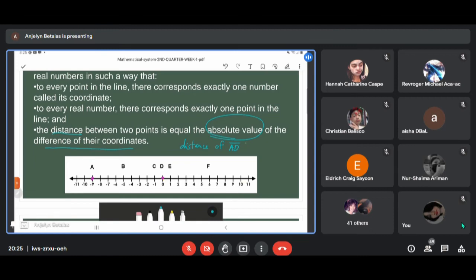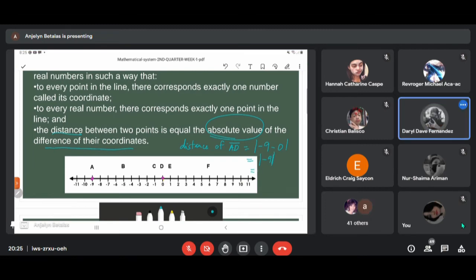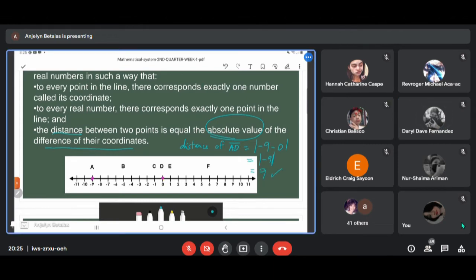That is why we need the absolute value of the difference of their coordinates. So for AD, the difference is negative 9 minus 0. The absolute value of negative 9 is how much? 9. Correct. Count them: 1, 2, 3, 4, 5, 6, 7, 8, 9. 9 units, not centimeters. To be systematic, you can just subtract: 0 minus negative 9 is still 9 because of the absolute value.